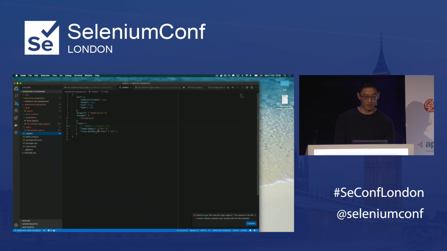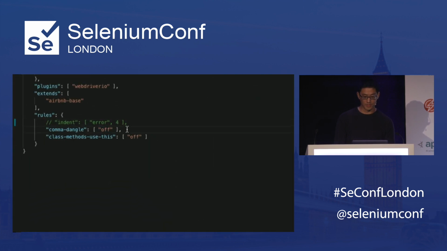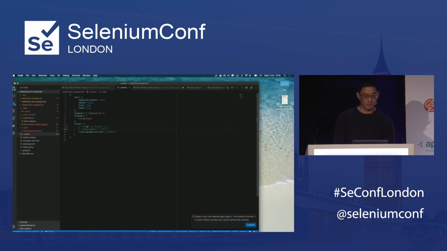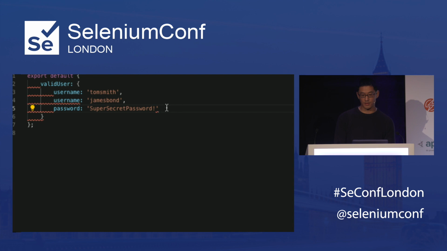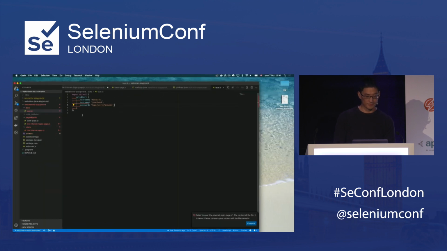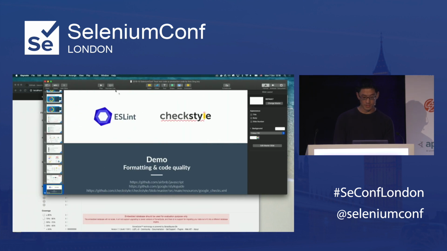And another one here, comma-dangle. Here's an example where I don't have a trailing comma, so it says missing trailing comma, so I can solve it by doing that. Yep, so let's go back to the presentation.